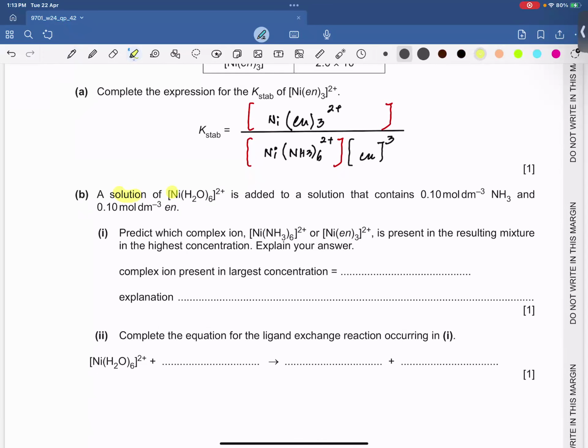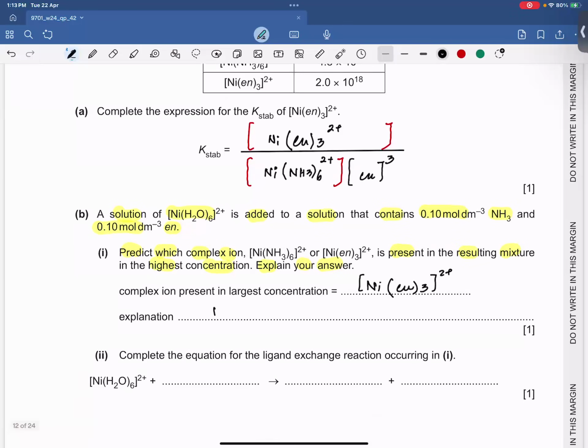A solution of aqueous nickel ions is added to a solution that contains 0.1 mole per dm cube ammonia and 0.1 mole per dm cube En. Now the concentration of both ammonia and En are the same. Predict which complex ion is present in the resulting mixture in the highest concentration. Explain your answer. Obviously, the complex with En ligand, because its stability constant is greater than this.